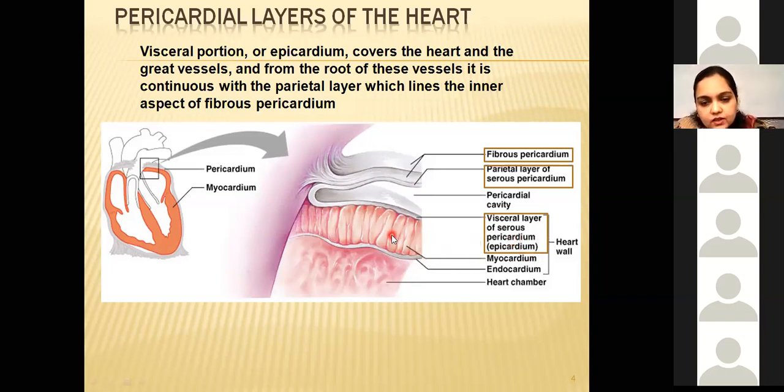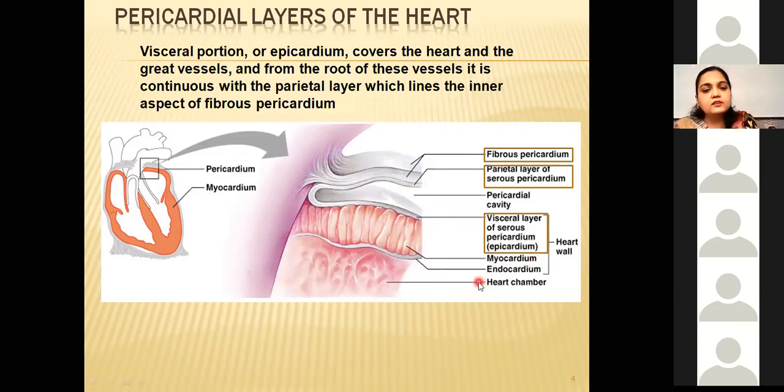When we get a section and make a slide, or when we look under high magnifying power, we can see that the heart wall consists of three layers. The first layer of the heart wall, now that we are approaching the wall of the heart, is the epicardium, made up of mesothelial cells. Then we have the myocardium, purely made up of cardiac muscle fibers. And finally, we have the endocardium. This endocardium is made up of endothelial cells. So the heart wall consists of epicardium, myocardium, endocardium.